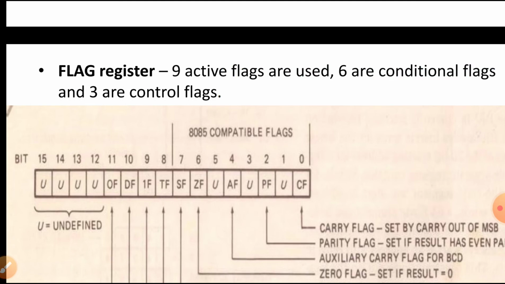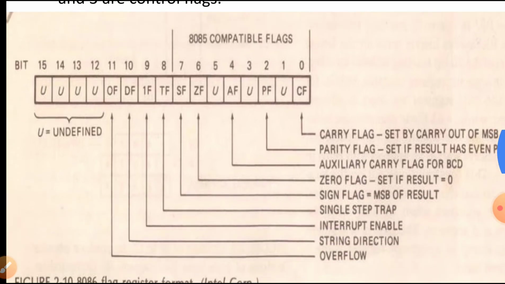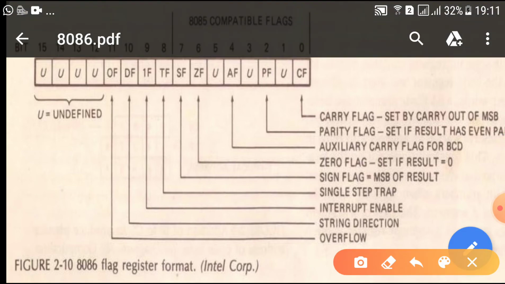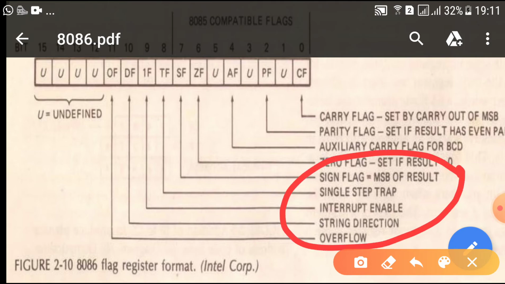Now, out of the 9 active flags, 5 flags are the same as those we use in 8085, that is parity flag, sign flag, carry flag, auxiliary carry flag, and the zero flag. So, these flags have the same understanding in 8086 also, but since 9 flags are used, we are still left with 4 more flags, which are not used in 8085 and are represented over here. One is single step trap, then interrupt enable, then string direction, and the overflow.